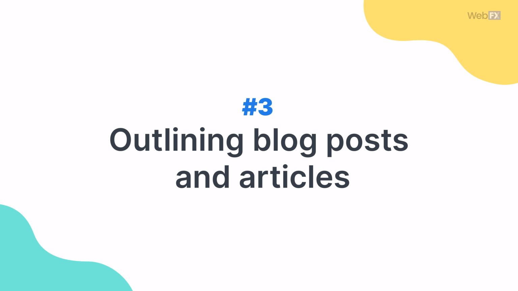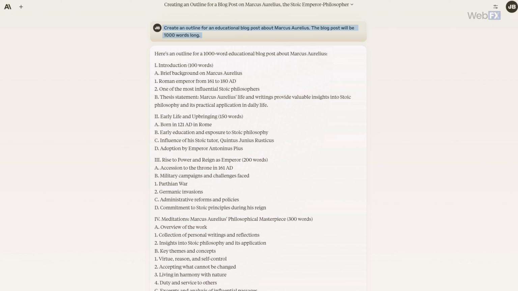Number 3, outlining blog posts and articles. Theoretically, you could have it write entire pages for you, but I wouldn't recommend publishing unedited AI content. It isn't perfect, and you'll want to keep relying on human writers. That being said, those writers can still use AI to outline the pages that they write. AI can give them an idea of a good page structure and some good topics to touch on. Then, based on those outlines, the writers can go and create the pages.